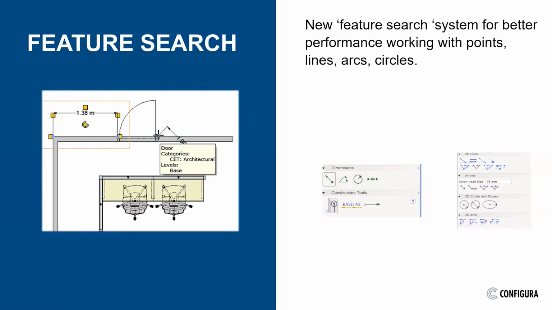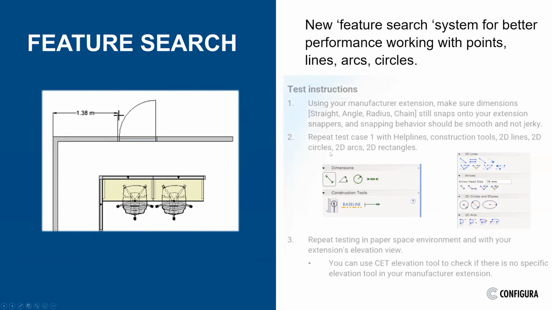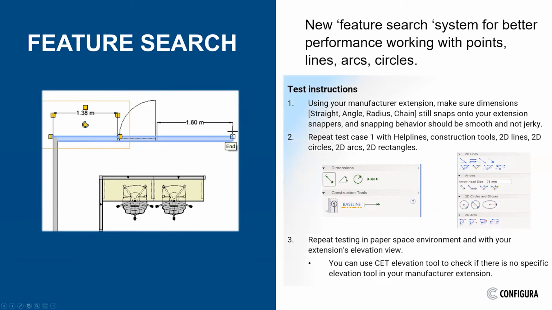So what you're going to be making sure in this section is that the snappability and the snapping behavior still work well. If you're going to test this using your manufacturer extension, make sure all of these little guys right here, dimensions, straight, angle, radius, or chain, still snap onto your extension snappers. And also watch out for the snapping behavior. It should be smooth and you should not see something funny. And you repeat test case 1 with help lines, construction tools, 2D lines, 2D arcs, rectangles, just to make sure it snaps to your manufacturer extension snappers.